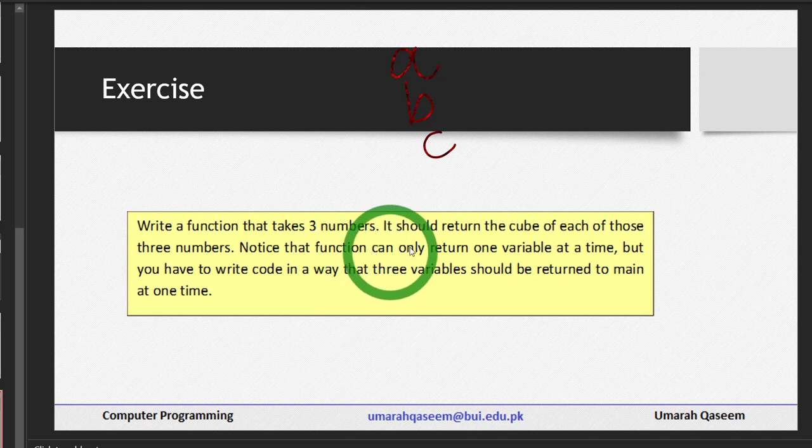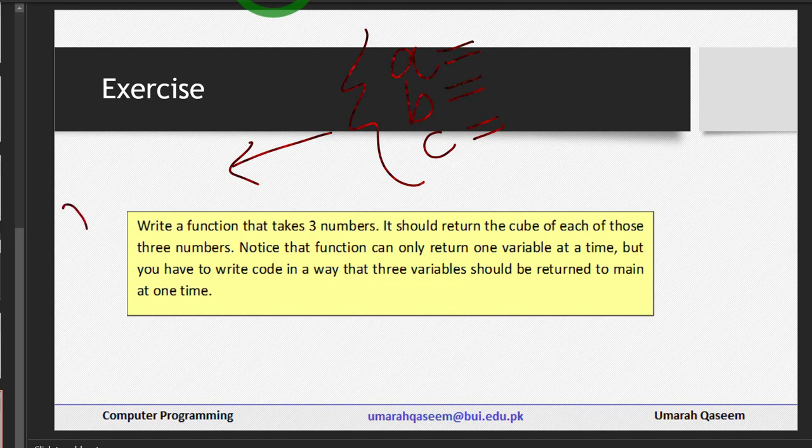So notice that a function can only return one variable at a time, but you have to write the code in such a way that the cube of all these three variables is returned to the main program at one time. And you know that there is only one way to do this. So you actually have to calculate the cube of each of these three variables, and then return them all to the main. And there is only one way to do this, right?